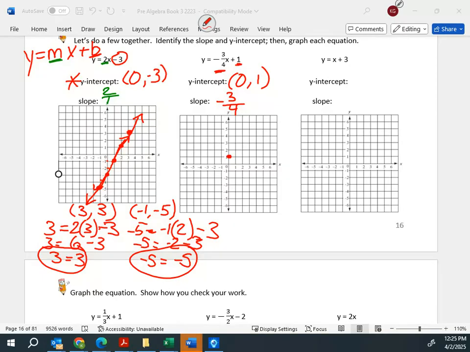My slope is a negative, so that means I'm going to count down. Negative 3, I go down. 1, 2, 3. And then I have a 4 for my run. 1, 2, 3, 4. What's my third step? Hadley? Connect the points and draw your line.